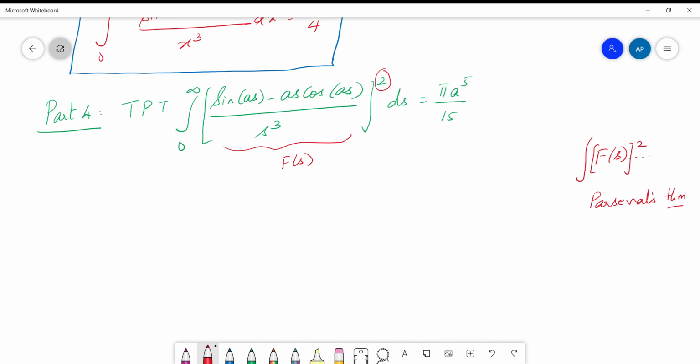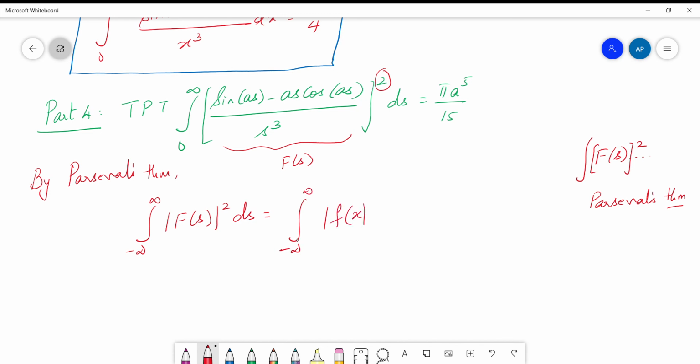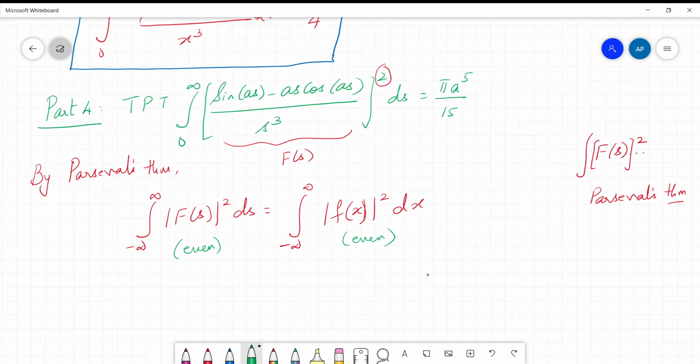So since the integrand is the square of f of s, we are going to now start with Parseval's theorem. By Parseval's theorem, let me write the statement first: integral from minus infinity to infinity of modulus of f of s the whole square ds is equal to integral from minus infinity to infinity of modulus f of x the whole square dx. Both are even functions. So first of all, I want you to remove that minus infinity and write it as 2 times 0 to infinity. Then we'll see what is to be done later.